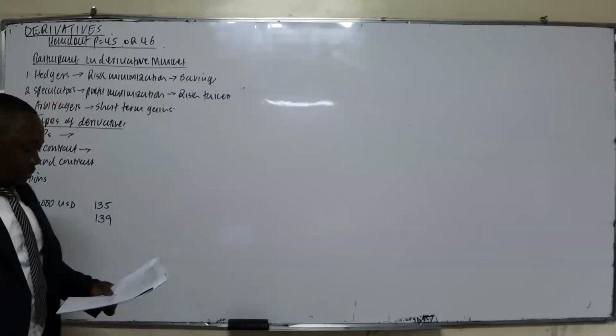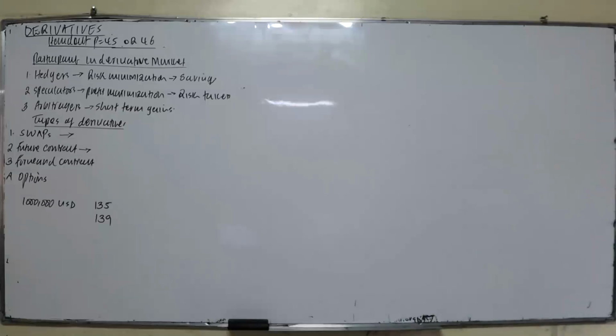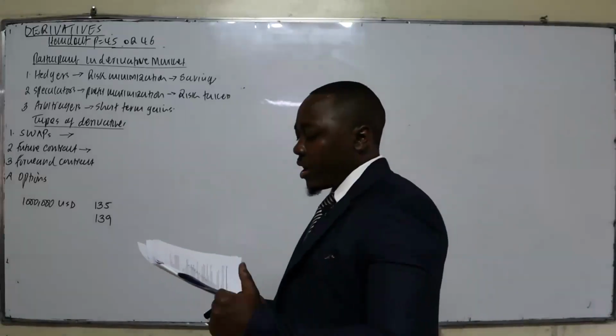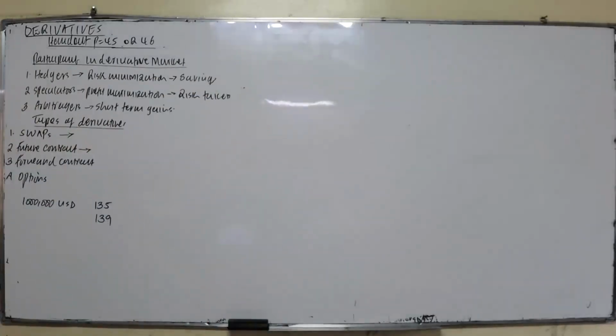Now let's start with the swaps. Up there, we have the swaps. So what do you mean by swaps? This is an arrangement between two parties to exchange an asset or liability for the mutual benefit of each other. Can you underline mutual benefit of each other? Yes, where the two parties are benefiting.